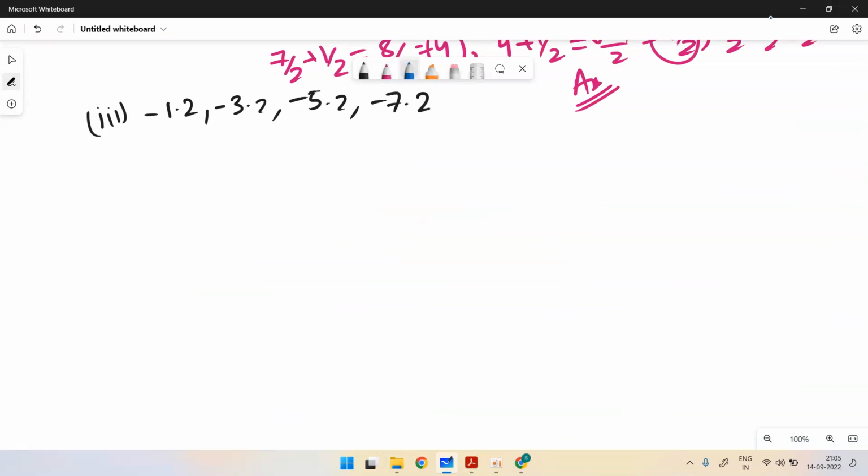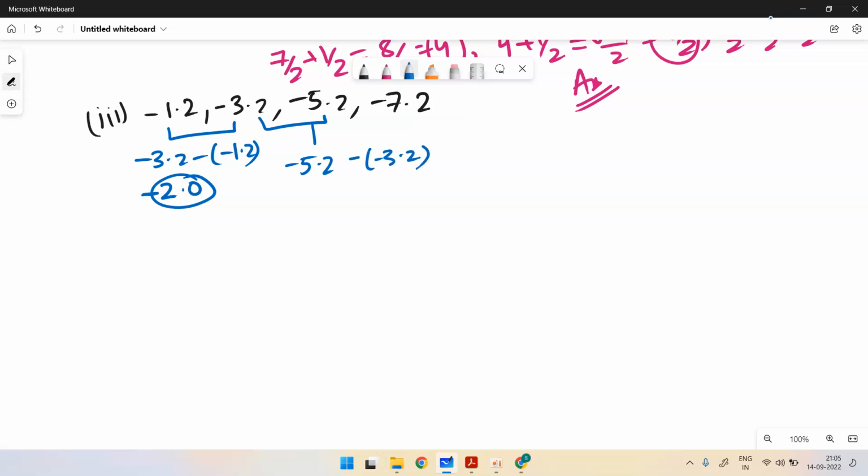Now from here, you can easily check the common difference. It is minus 3 by 2 minus of minus 1.2, which is nothing but minus 2.0. Here, if you find the common difference, this is minus 5 by 2 minus of minus 3.2, which also gives minus 2.0. If you find the common difference from here to here, as the series continues, this is minus 7.2 minus of minus 5.2, which also gives minus 2.0.